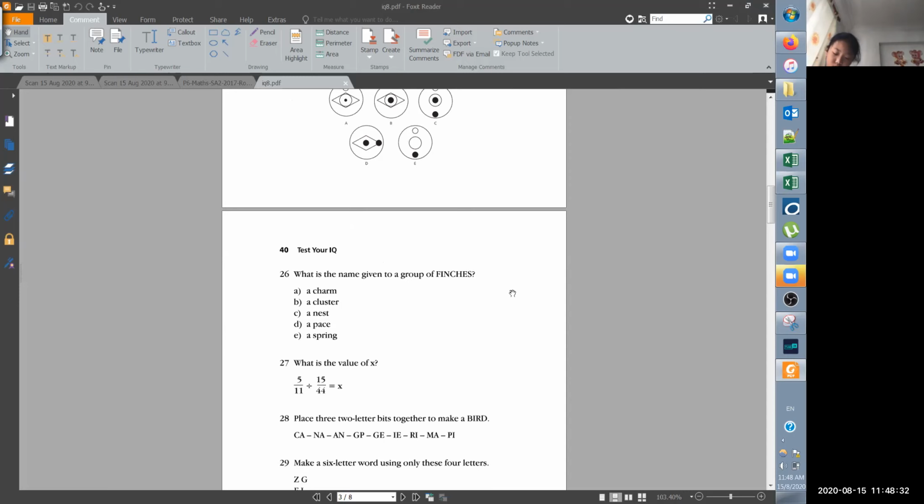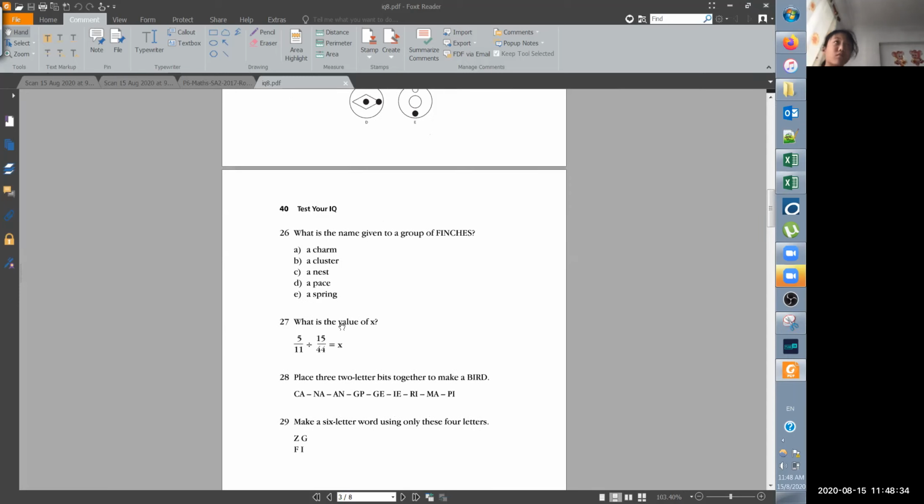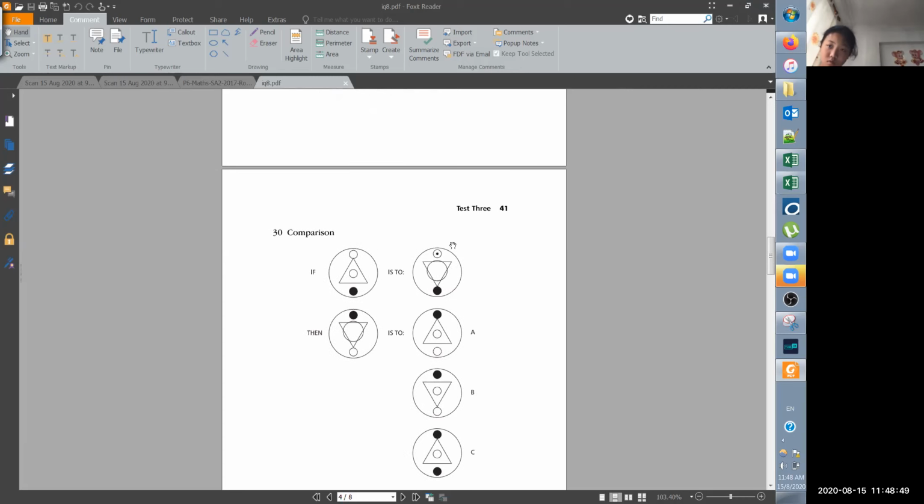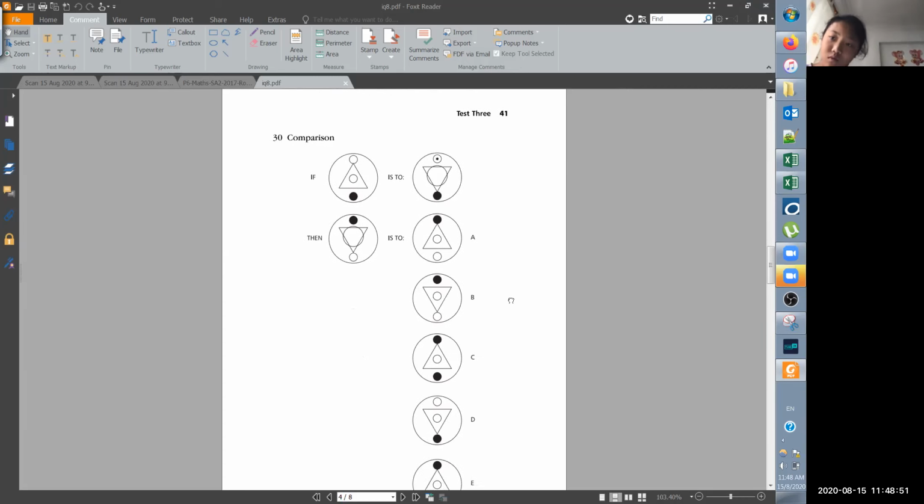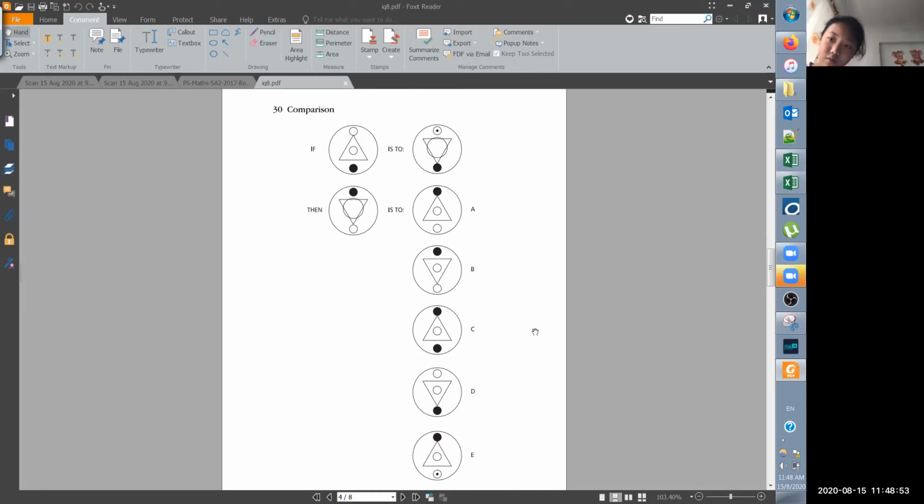Okay, what is the name given to group? 这个不用。Okay, 27. I think 27 is so easy. It's just simple math. OK，我不用继续了。然后28 no need to do. Make a 6-letter word using only these 4 letters. No need. English. Comparison. 来，选哪一个？快确定。Just circle it. Circle your answer first.